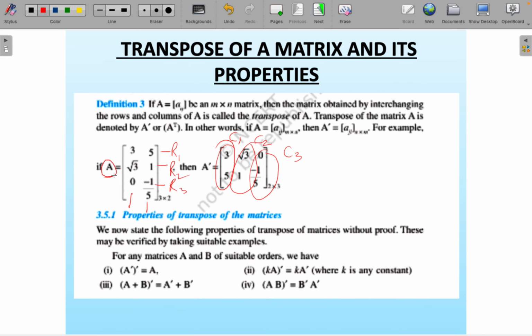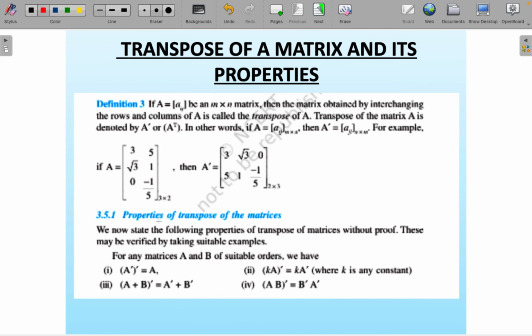So A is a matrix of order 3 by 2 and the transpose of A is represented by A dash. In some books it is also represented by A to the power T. Okay, so this is what transpose is, interchanging of rows and columns. So obviously now the order will also change. Here initially the order of A was 3 by 2. Now the order of A transpose is 2 by 3. Right, so this is what is meant by transpose.